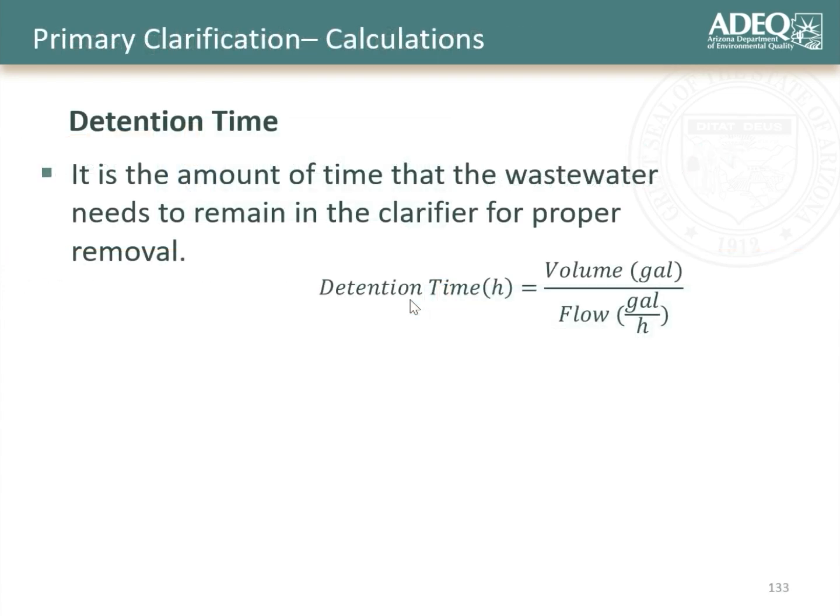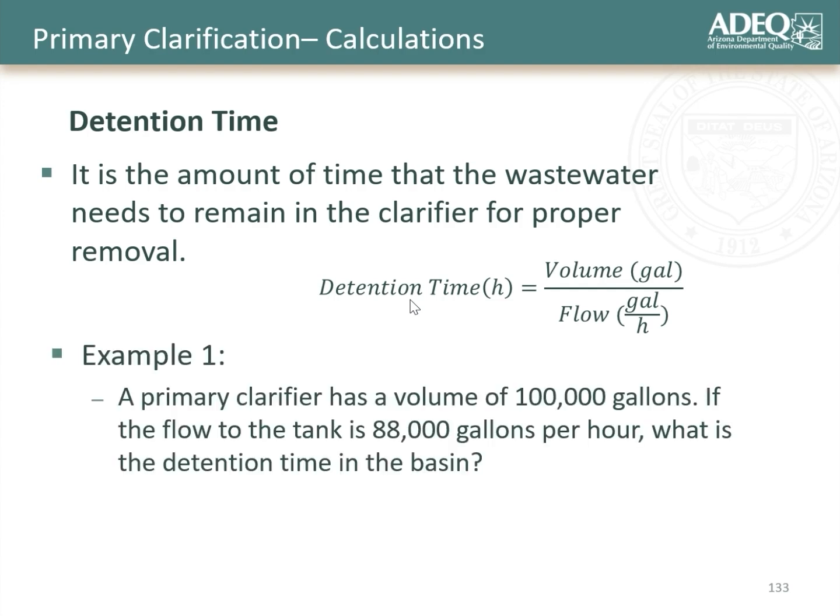So one important factor when thinking about primary clarifiers is detention time. It is effectively the amount of time that the wastewater needs to remain in the clarifier for proper operation. The way we measure that, in this example in hours, is the volume of the tank in gallons divided by the flow of the wastewater in gallons per hour. We do that math, the volume divided by the flow in these units, and you'll get the detention time in hours.